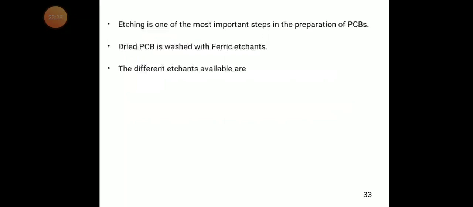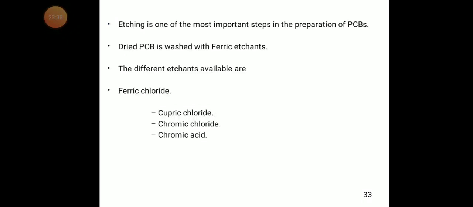Etching is one of the most important steps in the preparation of the PCB. We already discussed what type of etchings we are using. The dried PCB is washed with ferric etchants. The different etchants available are ferric chloride, cupric chloride, and chromic acid. We already discussed these etching elements.